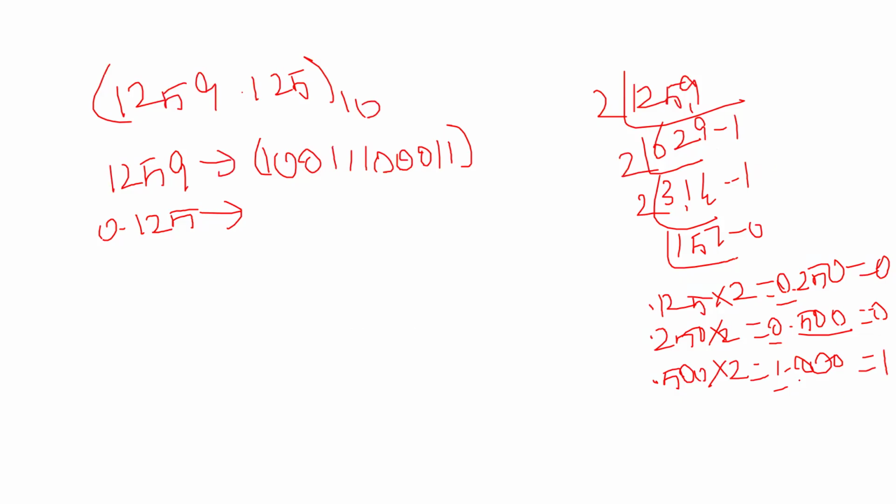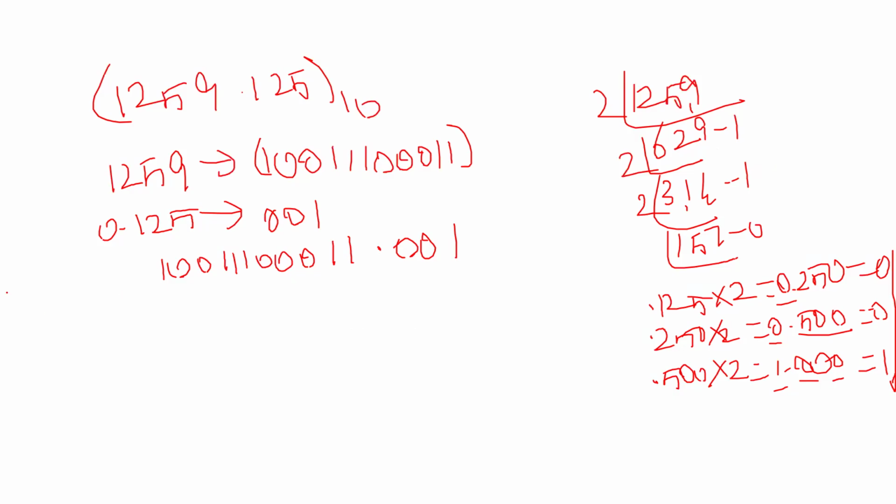Now we stop, because with 0 only, nothing will happen. So we take the bits from top to bottom. What is the value for me? It is 001. So my answer will be 10011101011.001. This is my binary format for 1259.125. Then we have to normalize the number.